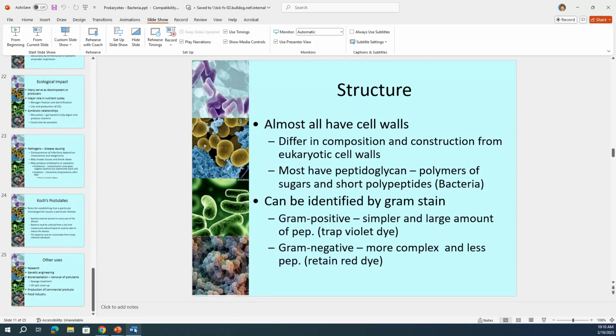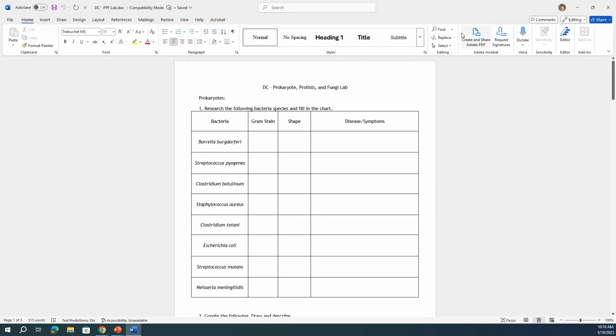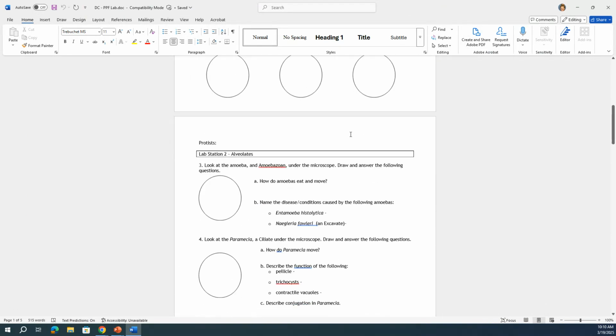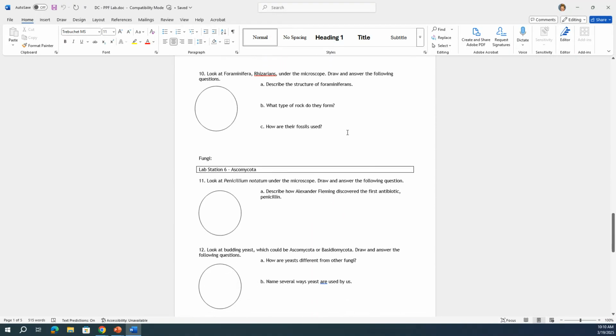And so I do want to go ahead and take just a minute to introduce you to the lab that you're going to be doing throughout this unit. So this is what it looks like. You're probably going to be getting this today. And I just want to point out what we're looking at here.